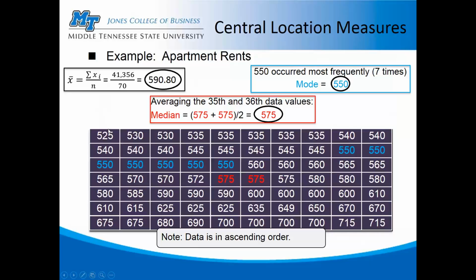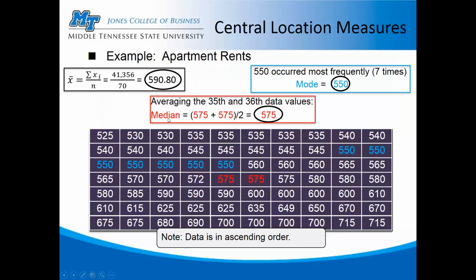When you add up these 70 values, you get 41,356. And then you divide by 70, and the mean, or the average value, is 590.8. Now that's in the middle in the sense that the deviations, when you take the difference between 525 and 590.8, and you do that for all the numbers, if you add all those up, you're going to get 0. But that's the way that this number is in the middle.